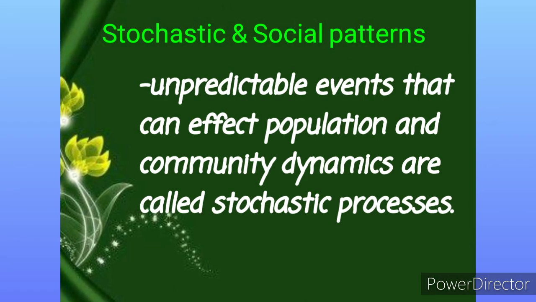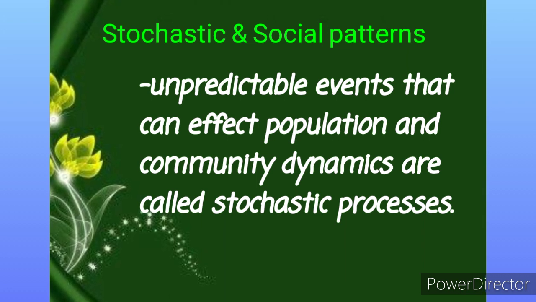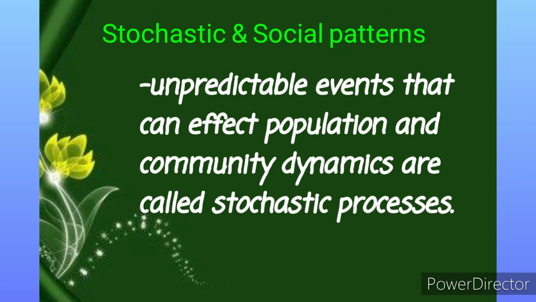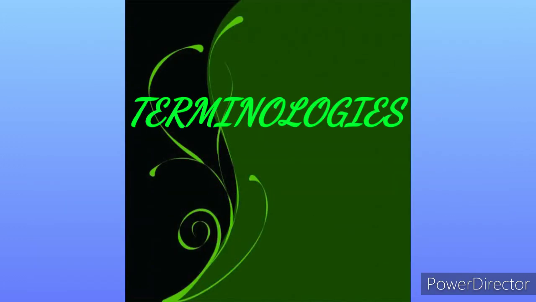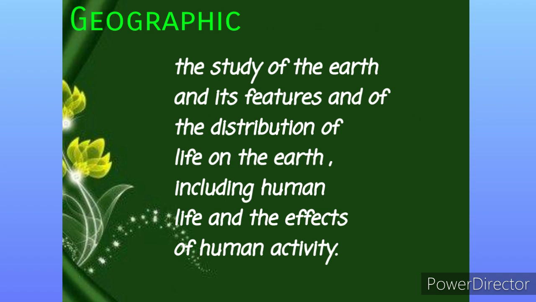And last is stochastic and social patterns. In ecology, unpredictable events that can affect population and community dynamics are called stochastic processes. Geographic, relating to geography, the study of the earth and its features and of the distribution of life on the earth, including human life and the effects of human activity.